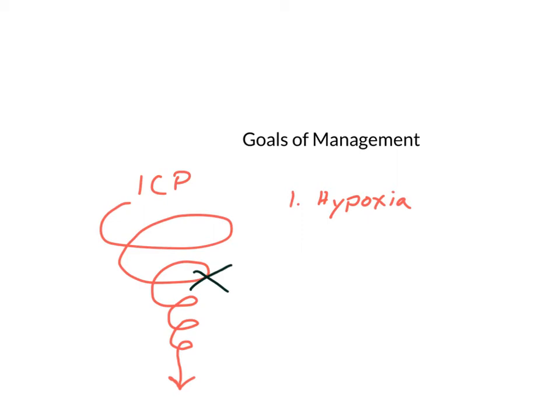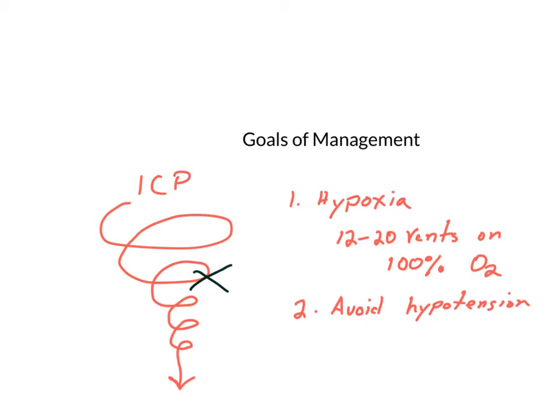Our rule of thumb is 12 to 20 ventilations per minute. And if we do it with supplemental oxygen, 100% supplemental oxygen, we probably have the patient in the right range for managing any hypoxia. The second goal is to not let the patient become hypotensive. We know that cerebral perfusion pressure is elevated. Blood pressure has to be elevated as well.